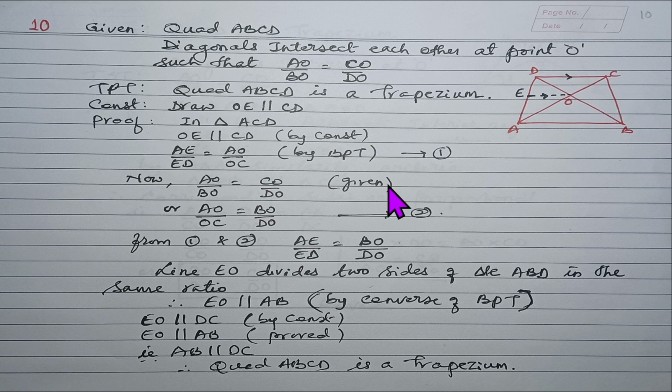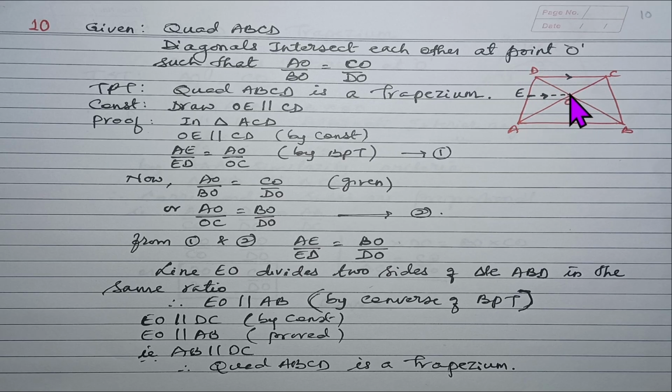Now what is given is AO upon BO is equal to CO upon DO. If I rearrange them, then it will be AO upon CO is equal to BO upon DO. But in the first relation we have AO upon CO is equal to AE upon ED, and AO upon CO is equal to BO upon DO. So I can equate AE upon ED as equal to BO upon DO. But what are AE and ED? AE upon ED is the side ratio of the triangle ABD, and also BO upon DO is on the other side of the same triangle ABD.